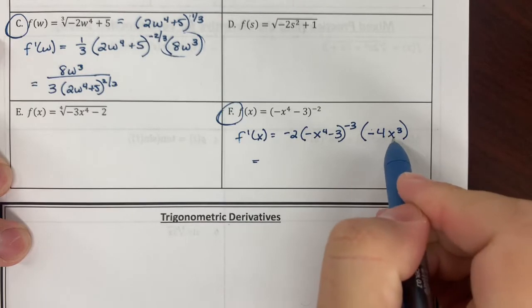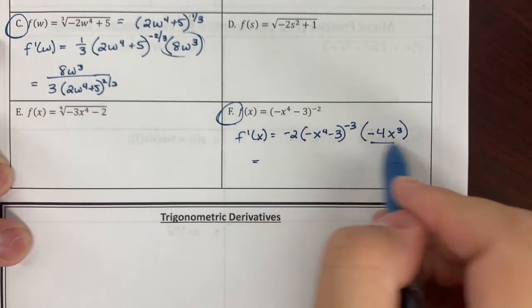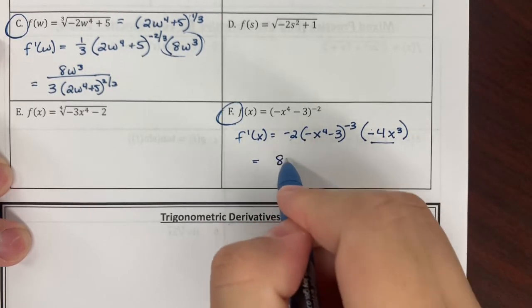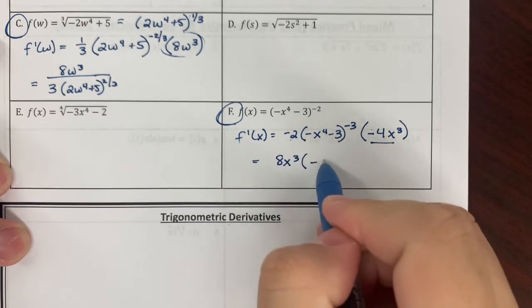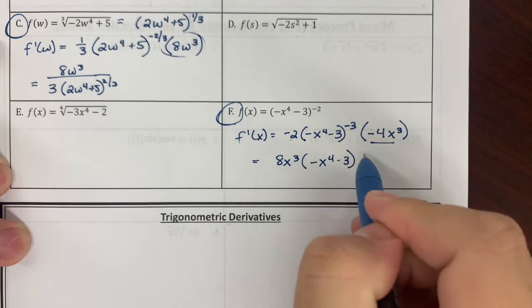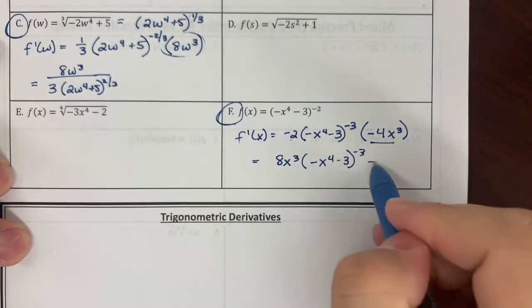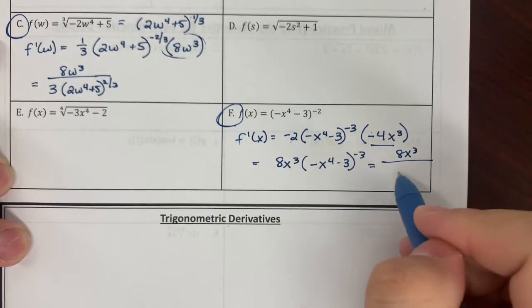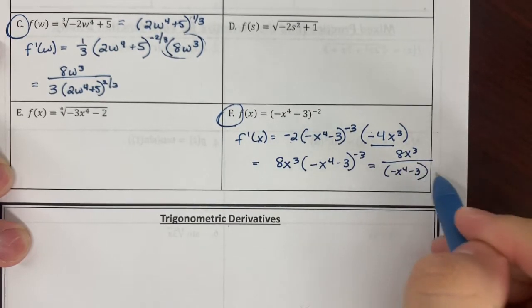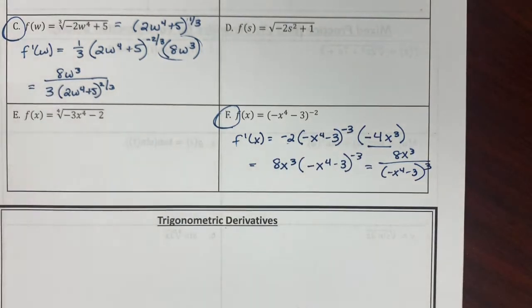So if I combine the last term with the first term, that'll just be 8x cubed, and then parentheses negative x to the 4th minus 3 to the negative 3rd power. And if you want, you can bring this down to the bottom, so it'll be 8x cubed over negative x to the 4th minus 3 cubed. All right, so that's essentially how you do these examples for chain rule.